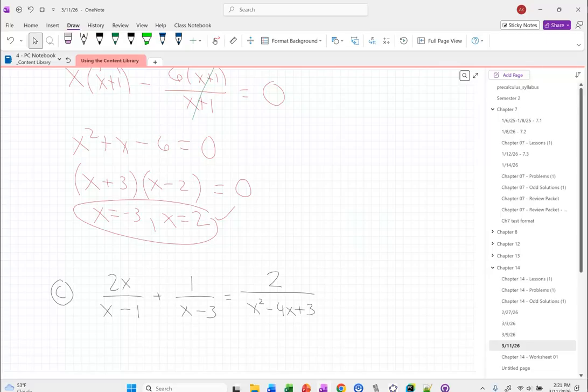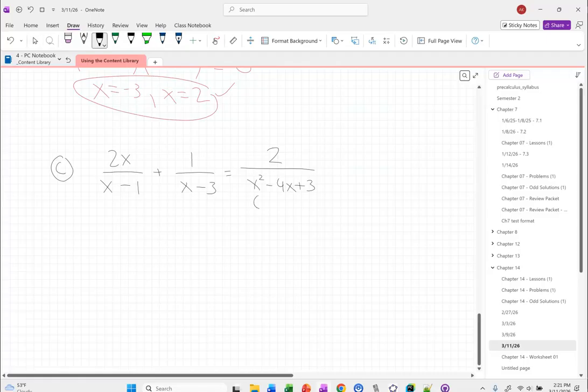Now, the denominator x minus 1, that's prime. The denominator x minus 3, that's prime. But the denominator x squared minus 4x plus 3 is not. Right, that looks like I can factor that. Everybody agree? I can't find the least common multiple until I've done a prime factorization of my denominators. So let's do that. How does x squared minus 4x plus 3 factor? X minus 3, x minus 1.